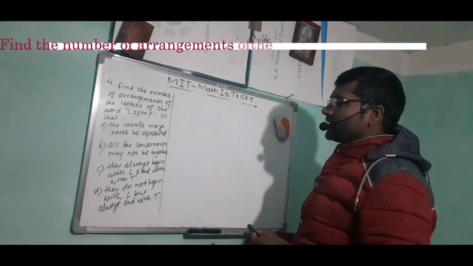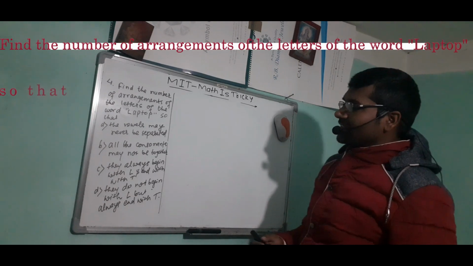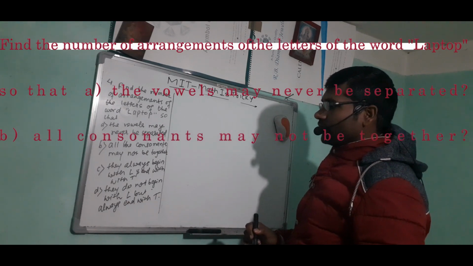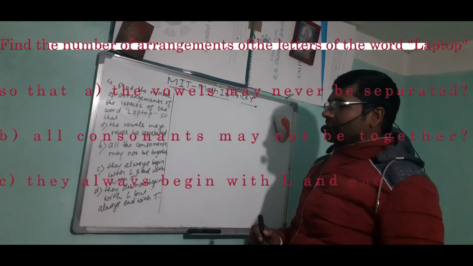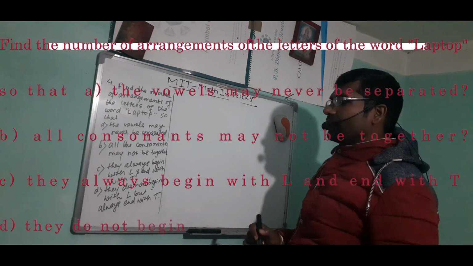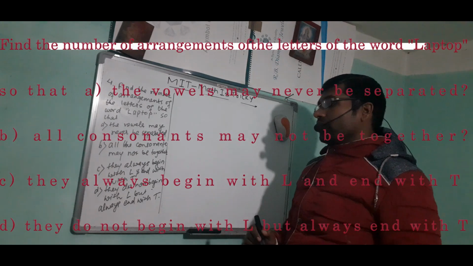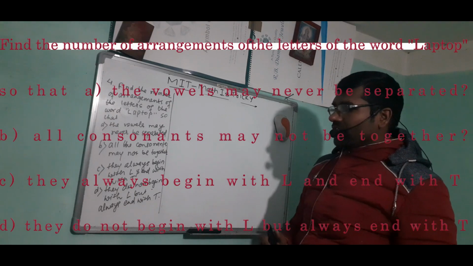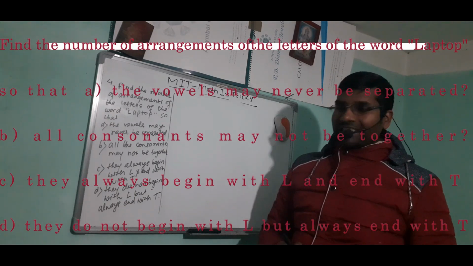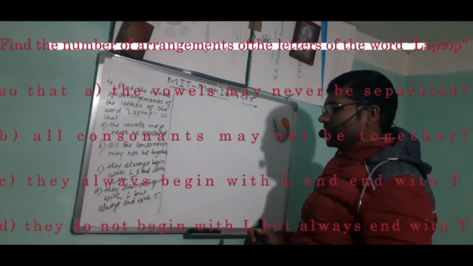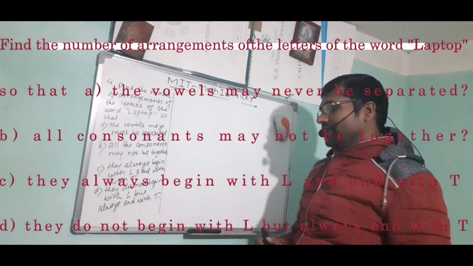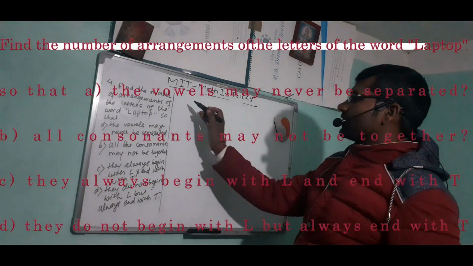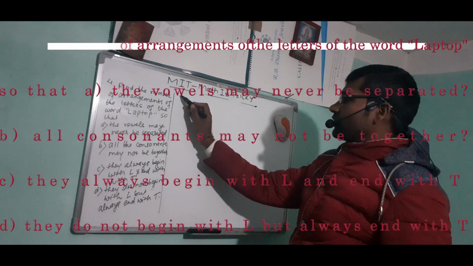Now let's see another question. Question number 4. Find the number of arrangements of the letters of the word LAPTOP so that, first, the vowels may never be separated. Second, all the consonants may not be together. Third, they always begin with L and end with T. The last one is, they do not begin with L but always end with T. Let's solve them one by one. For the first, let's see, the word is here.